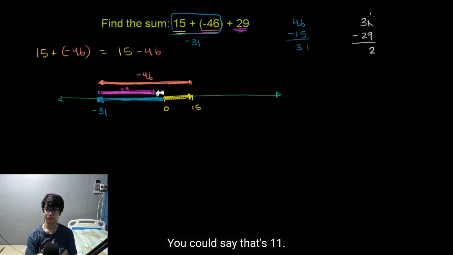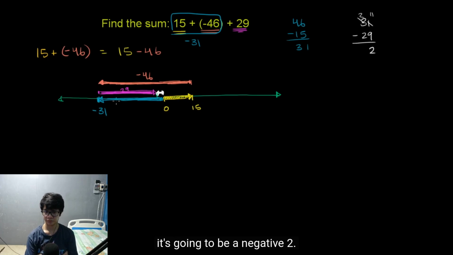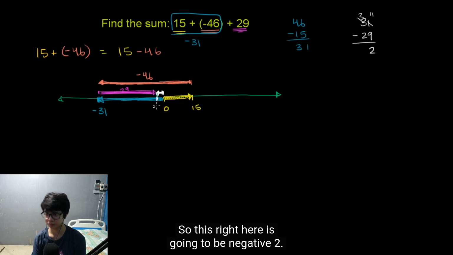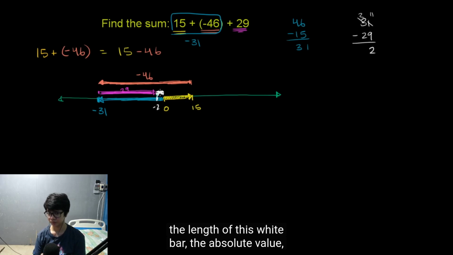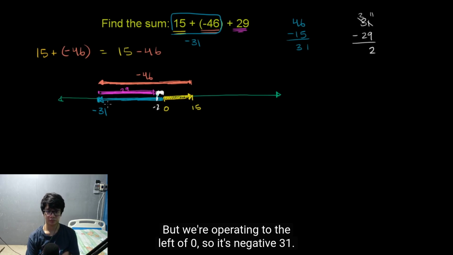You could say that's 11, this is a 2. You subtract, this is equal to 2. But since it's negative 31 plus 29, it's going to be a negative 2. We're still going to stay negative. We haven't moved far enough to the right to pass 0. So this right here is going to be negative 2. Or another way to think about the length of this white bar, the absolute value is going to be 2. 2 plus 29 is 31. But we're operating to the left of 0, so it's negative 31.